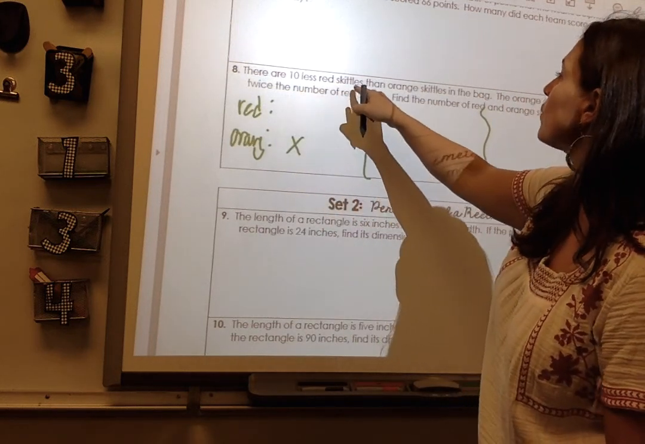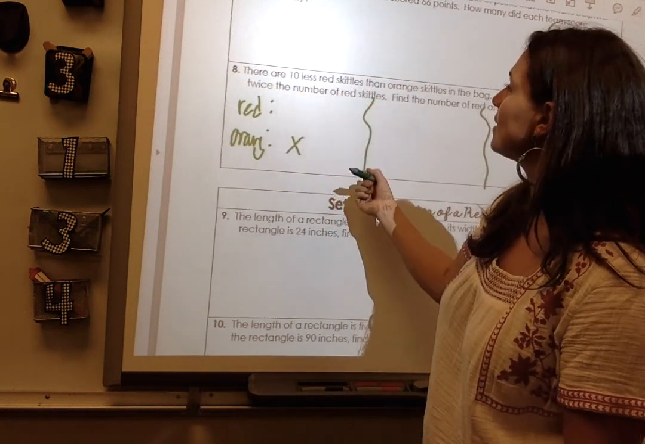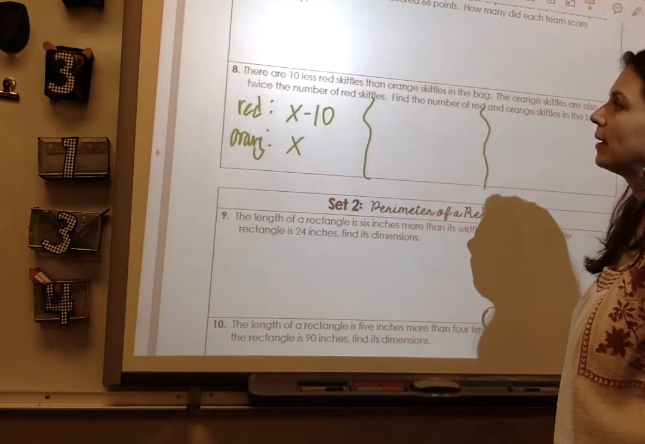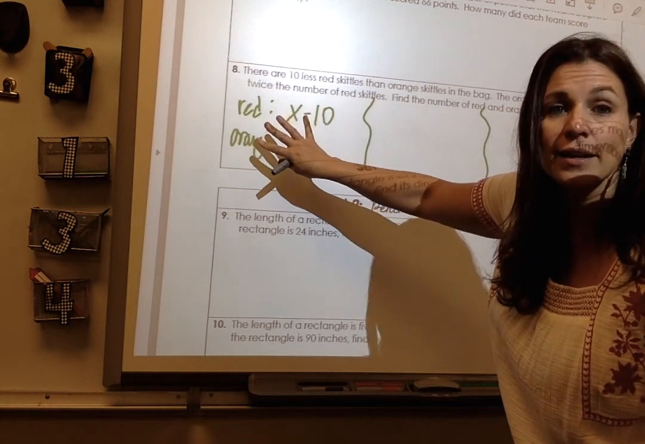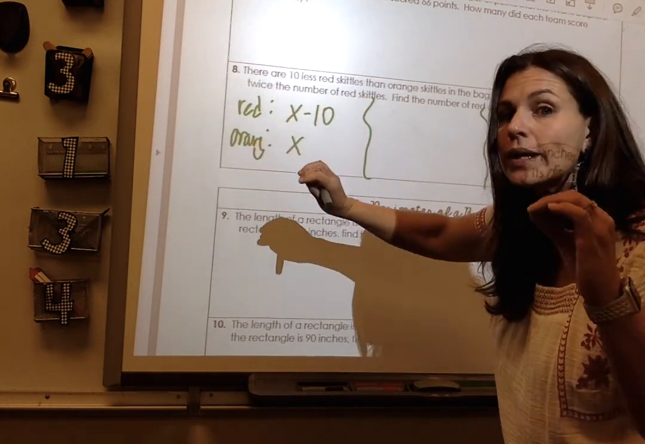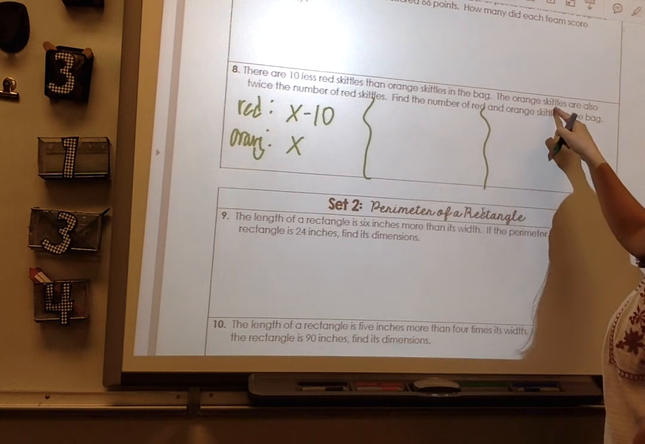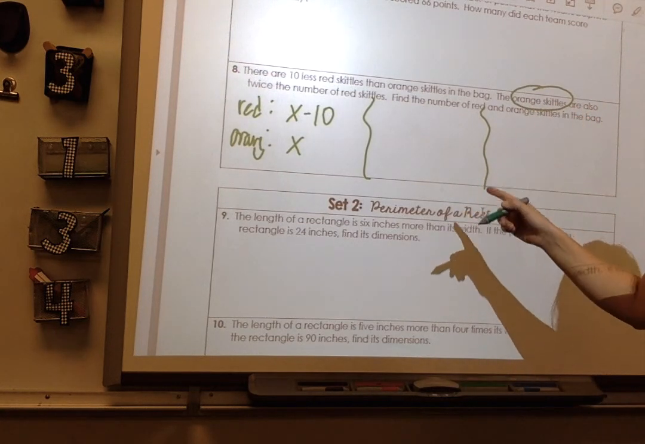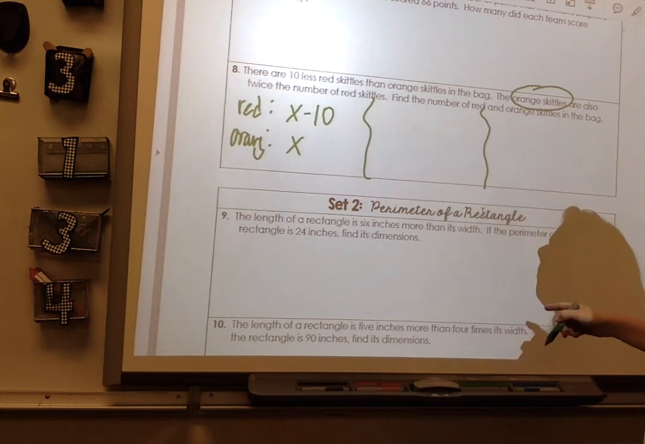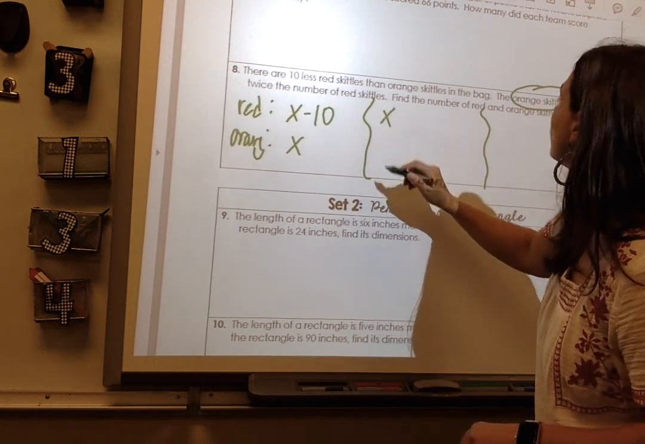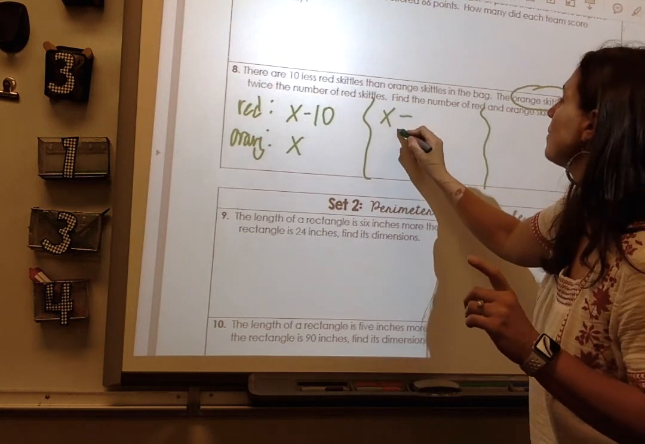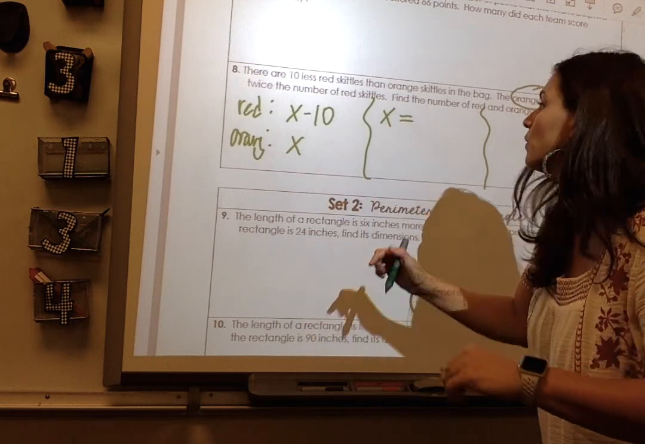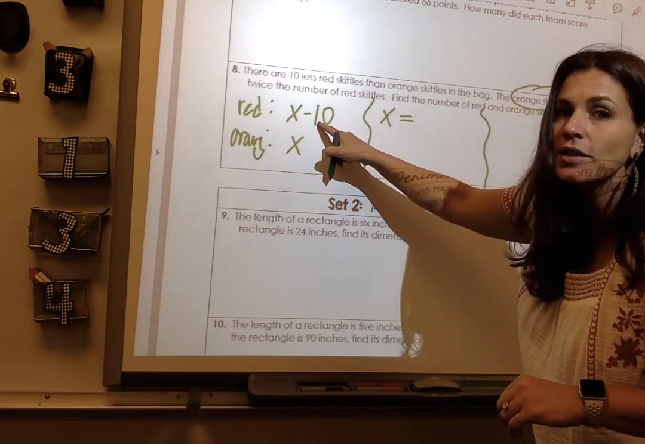There are 10 less red Skittles. So less than is a turnaround word. So X minus 10. Now my variables are set. Now I'm going to do a literal translation. The orange Skittles are also twice the number of red Skittles. The orange Skittles are is the same thing as equals. Twice the number of red Skittles. Red Skittles are X minus 10.